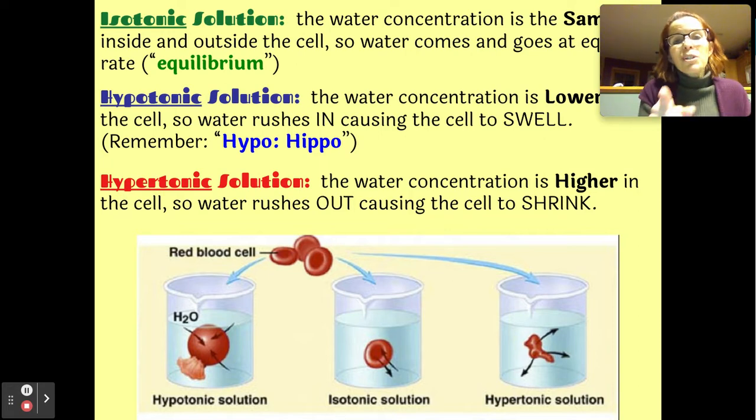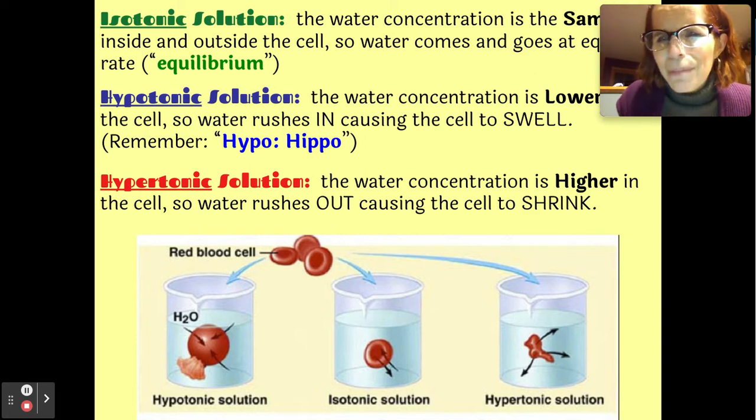All right, the last one totally matters. That's hypertonic solution. So take a look at the last diagram on the right. A hypertonic solution is when the water concentration is higher inside of the cell than outside of the cell, so the water rushes out. What on earth could that be an example of?